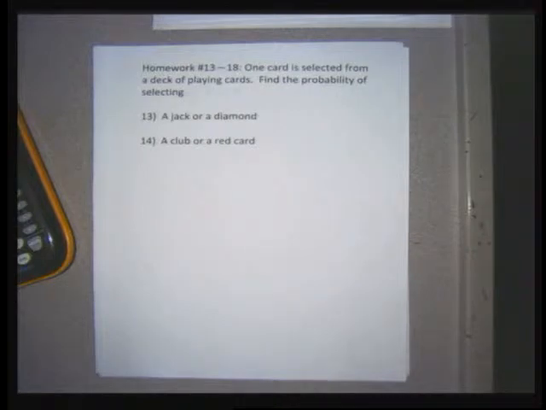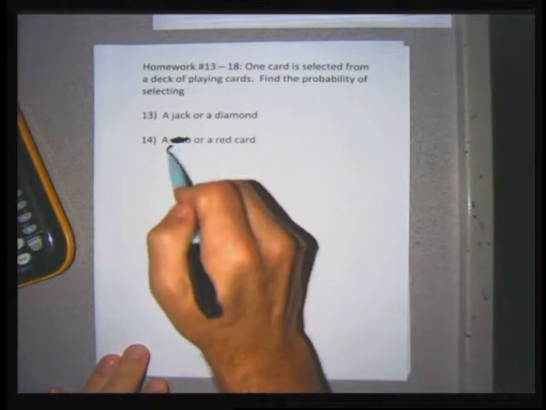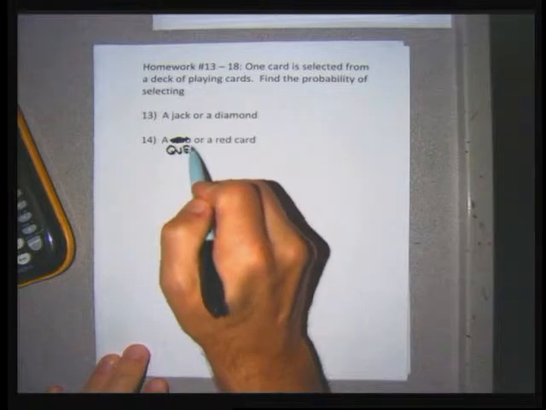Now we get to the world of cards. Jack or diamond. How about this? Again, I'm trying to make mine more like yours than they are. That seems fine. So I'm modifying my problem 14 to be just like your problem 13, or enough like it. So one card selected from a deck of cards, find the probability of getting a jack or a diamond.